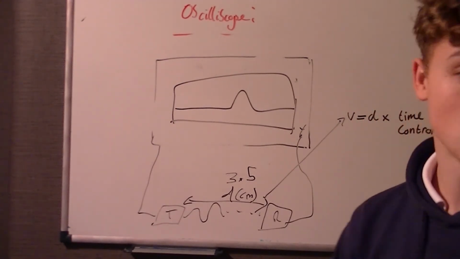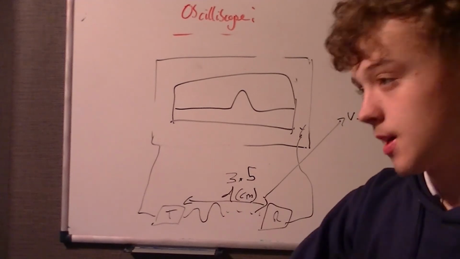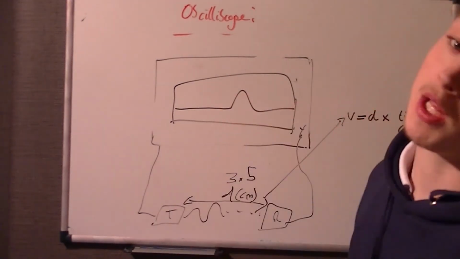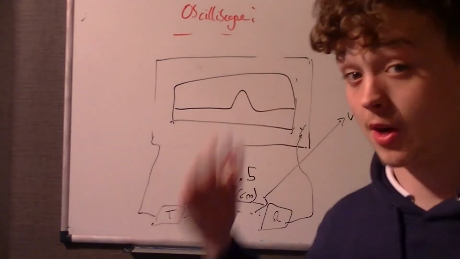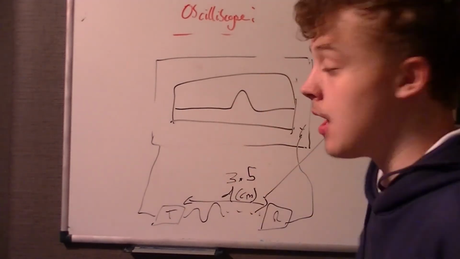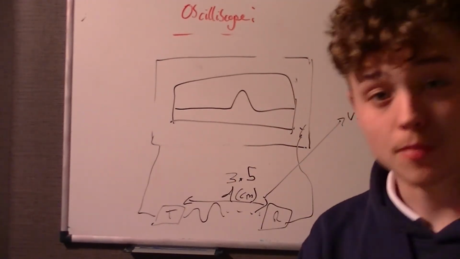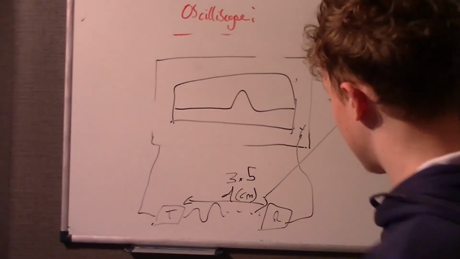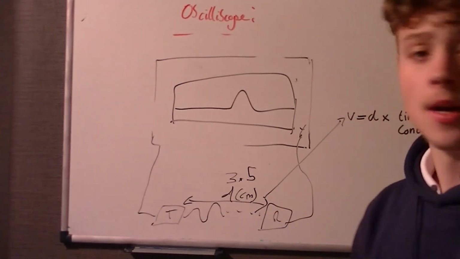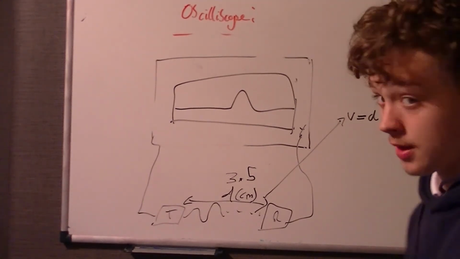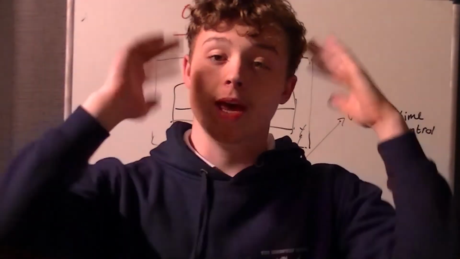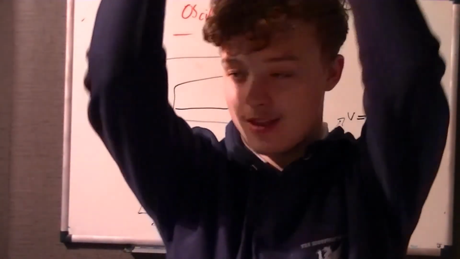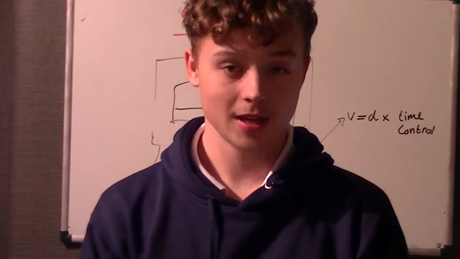Direct current is just a line, same sort of thing. You times it by the Y gain distance, but it's a straight line because it's direct current, it's not altering direction in terms of plus and minus voltage. And then we looked at the speed of an ultrasound transmitter: you times the distance by the time control, and that gets you the speed of the ultrasonic wave. That is Unit 1 AQA AS Physics done. So yeah, that's the oscilloscope.